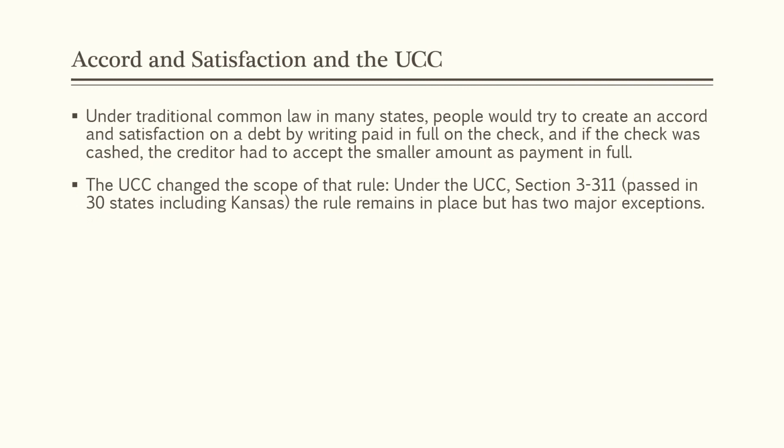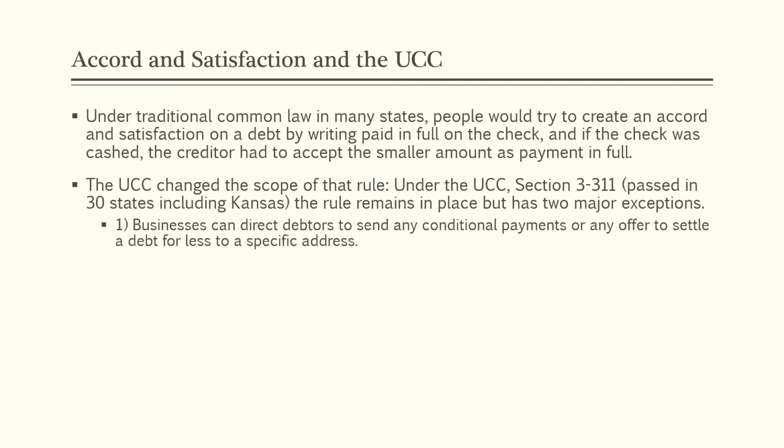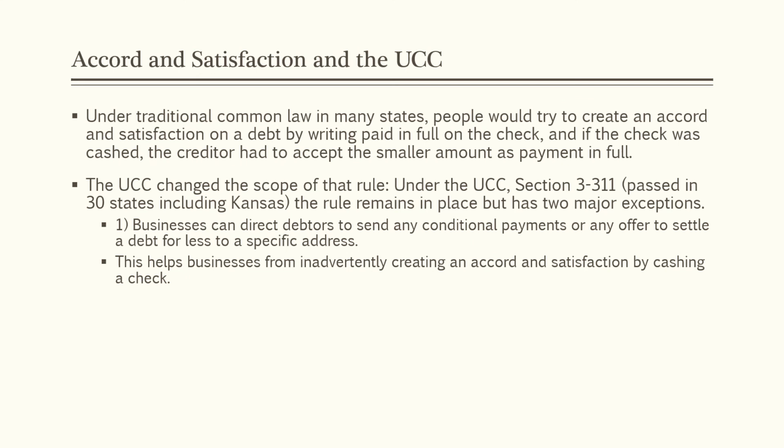The UCC changed the scope of this rule. Under the UCC, Section 3-311, which has been passed in about 30 states, the rule remains in place but has two major exceptions. Businesses can direct debtors to send any conditional payments or any offer to settle a debt for less to a specific address, meaning that you can't just send this type of check to the regular payment box and hope it slips by. You actually have to send it to a specific location that the creditor tells you to send it to. This helps businesses from inadvertently creating an accord and satisfaction by cashing the check.